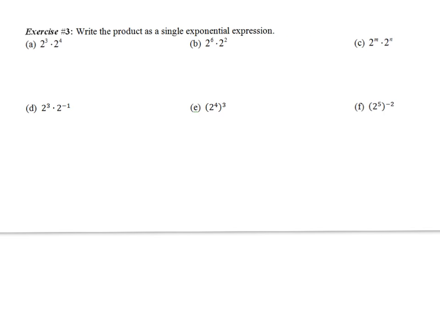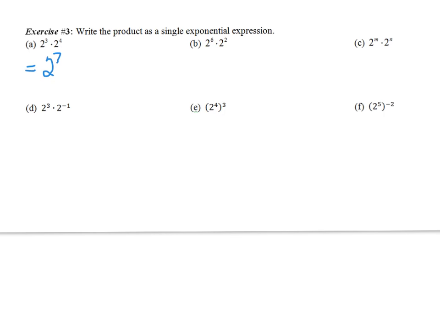In exercise 3, we're just going to practice with our exponent rules. In all of these cases, you'll notice that the base of the exponential is 2. So that base never changes. 2 to the 3rd times 2 to the 4th. We see this as our product rule, so we keep the 2, and we add the exponents together, so it becomes 2 to the 7th.